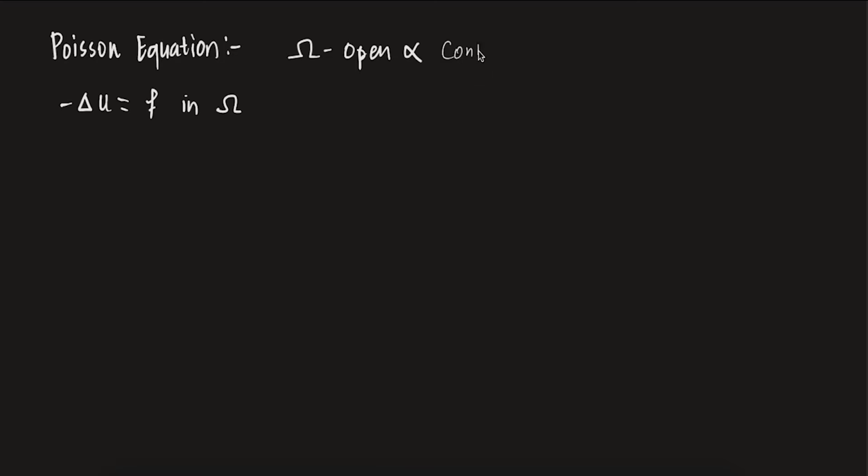Welcome students. In today's class, we are going to solve the Poisson equation. So essentially, if you remember the Poisson equation, let's say that you have this equation, minus Laplacian of u equals f in omega. And what is omega? Of course, omega is assumed to be open and connected. This is the problem which is called the Poisson equation, right?